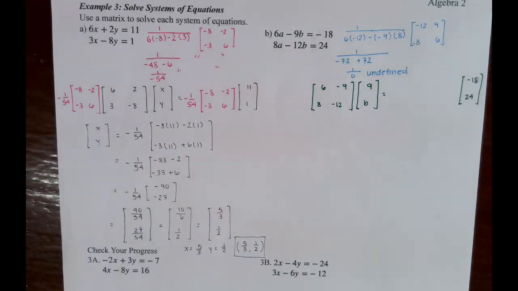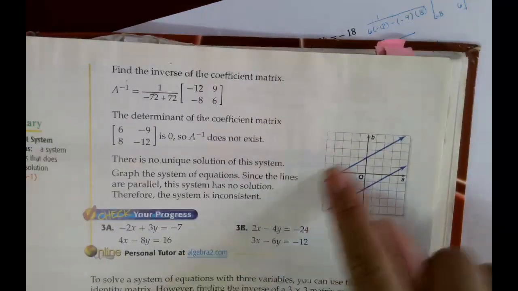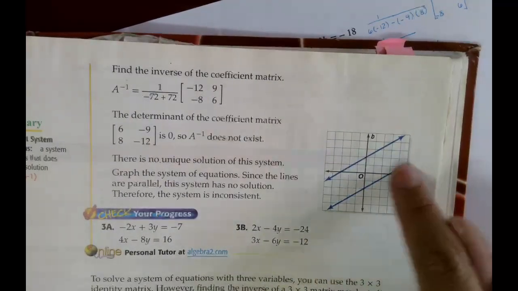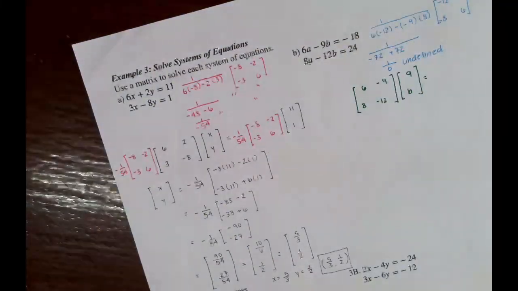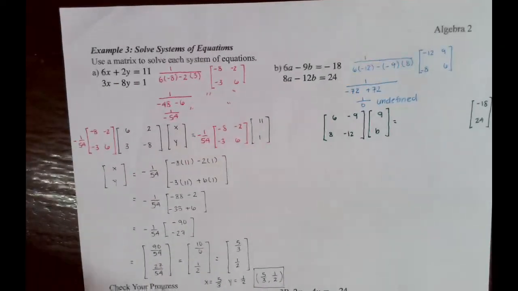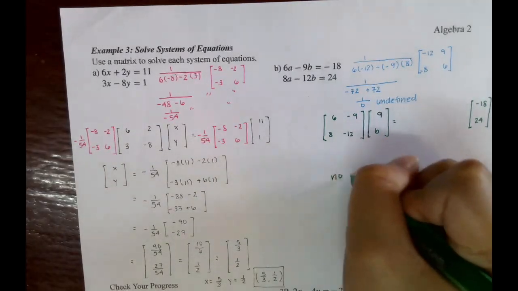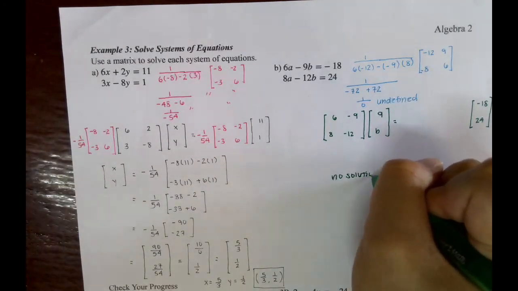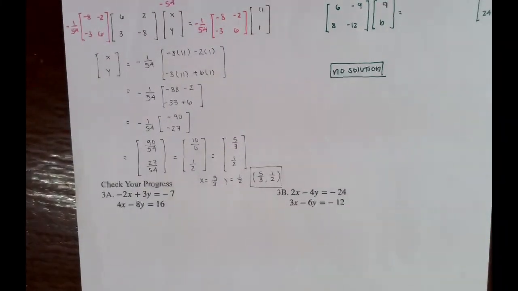And so what it means is there's no unique solution. And so really, if we were to graph it here, we can see there's no solution because they are parallel. Okay, so this would just be, so there's no inverse, no solution. Okay, so why don't you try check your progress 3A and 3B, and once you're done, come check your work.